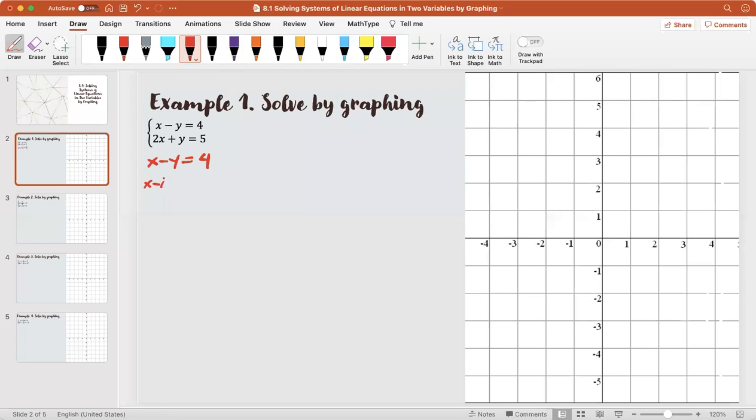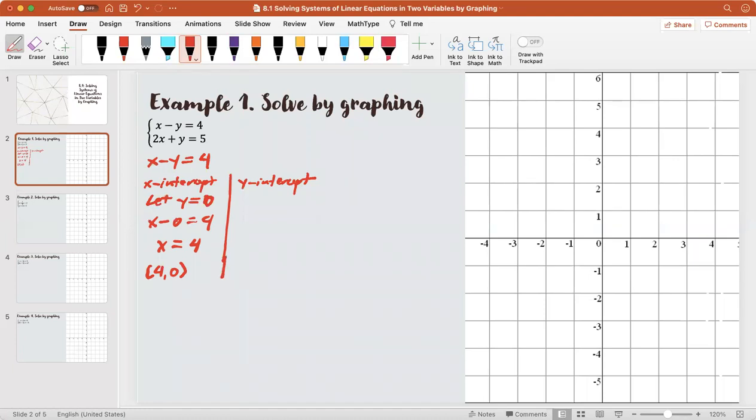Let's find the x-intercept of this. In order to find the x-intercept, your y must be 0. All right, so let y be 0. So when your y is 0, that means we plug in 0 to y. We have x minus 0 equals 4. X minus 0 is x, so that's equal to 4. Therefore, your x-intercept is the point (4, 0). And that can be located in your x-axis.